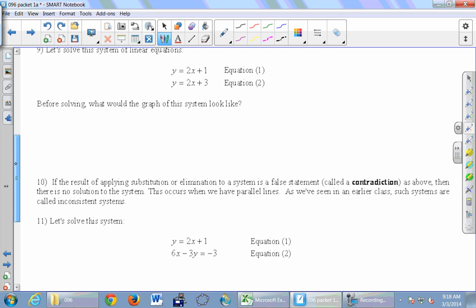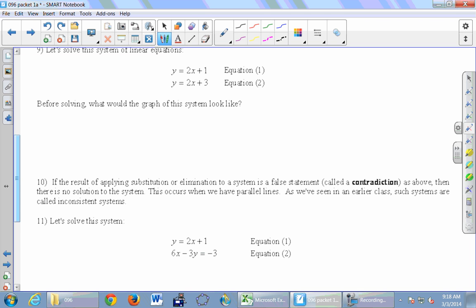Okay, let's take a look at number 9. First equation, y equals 2x plus 1. Second equation, y equals 2x plus 3. Zach. So you could multiply one of them by a negative, and you're thinking of this elimination method, and then stuff will go away. Absolutely. Before we solve, let's just think about the graphs.